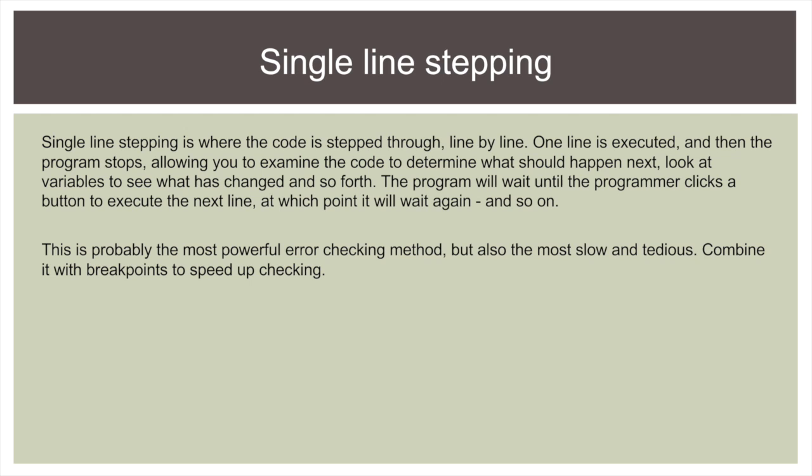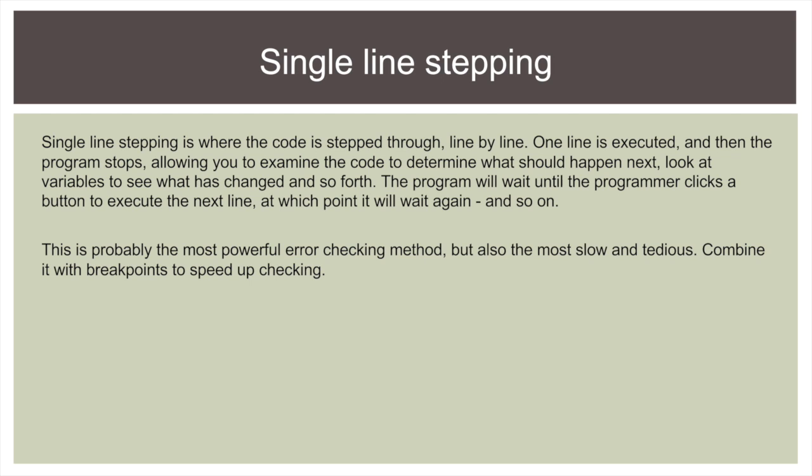Lastly, we have single line stepping, which is probably the best method of checking. Basically, what it will do is step through line by line. It'll execute one line and then stop and wait for you to initiate the next check. While it's stopped, it functions like a breakpoint, so you can check the variables to see what's changed. You might be able to alter the variables, potentially even write lines of code. It's quite powerful. It's also, however, the most slow and tedious.